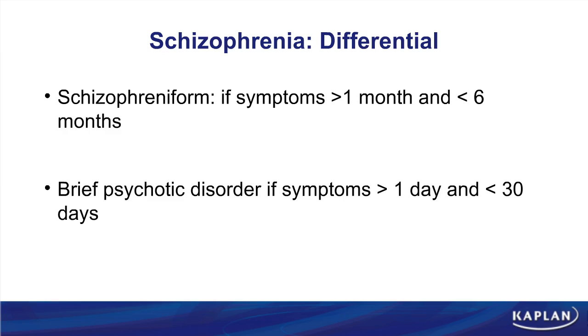hallucinations, or delusions, you give them the diagnosis of brief psychotic disorder. If you're seeing them at 3 months of hallucinations and delusions, then you call it schizophreniform. But if you're seeing them in that 7-month period, then you call them schizophrenia. So remember, time is essential in differentiating one disorder from the other. Now, what if the question does not mention time at all? Then you should put schizophrenia as the correct answer.